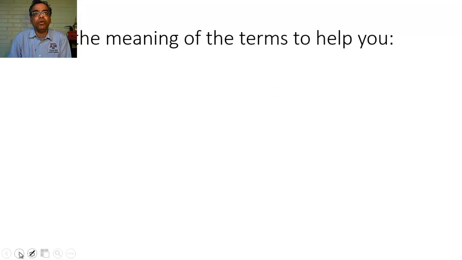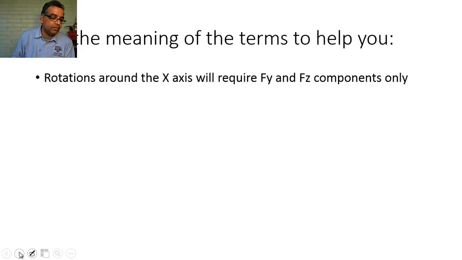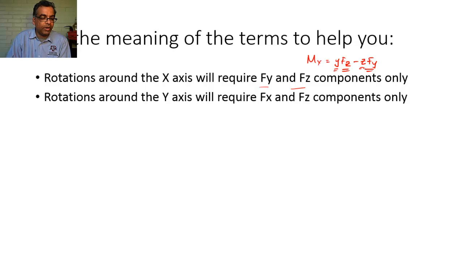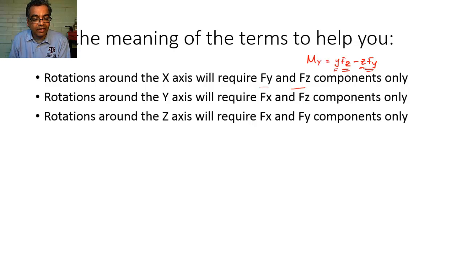So the basic idea is the following. It's not enough to just know the formula. You should know the meaning of the formula. For example, when we talked about moments, if you think about rotations around the x-axis, moments around the x-axis depend upon Fy and Fz. So remember, Mx is yFz minus zFy. You remember this? So you can see that only Fy and Fz components will show up, Fx components will not show up, and it also depends upon the y and z values. Same way for moments around the y-axis and moments around the z-axis. They all require the other two forces.